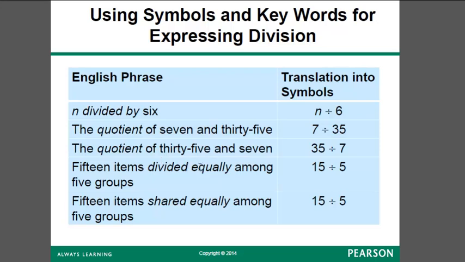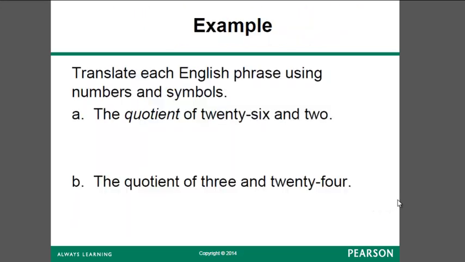15 items divided equally among 5 groups. That's 15 divided by 5 because we want 5 equal groups. 15 items shared equally among 5 groups. That again is 15 divided by 5. We're going to divide them into 5 groups. Let's look at a couple of examples and see how you can do it.